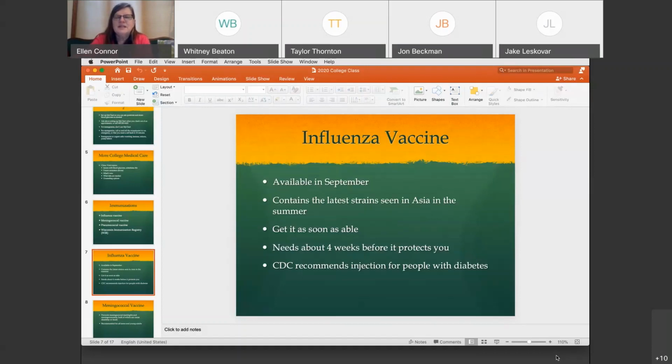The other thing is that if there is an inhaled version, that's not recommended for people with diabetes, because the inhaled version, the nasal one, has live influenza virus in it, and that would promote ketones. So that's why we recommend the injection instead.